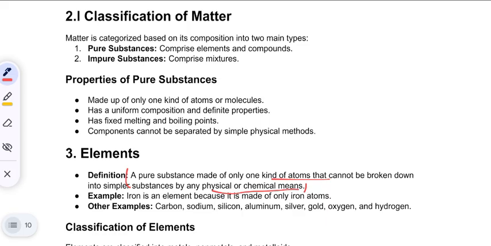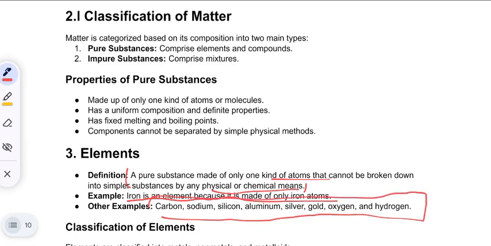For example, iron. Iron is an element because it is made up of only iron atoms. It is not made up of any carbon atom or any other. Other examples: carbon, sodium, silicon, aluminum, silver, gold, oxygen, and hydrogen. They all are elements.